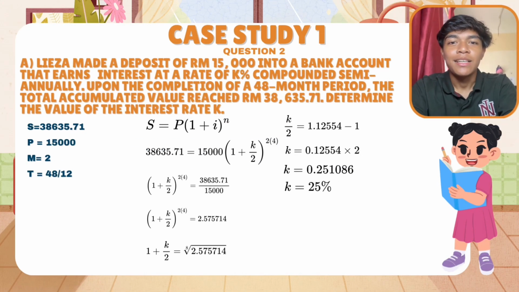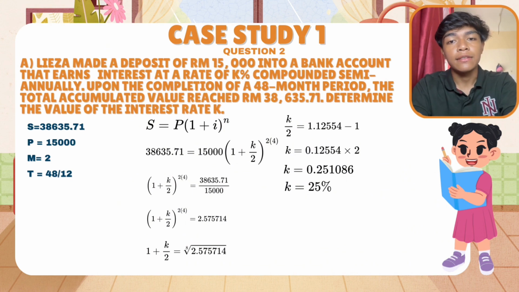Hi everyone. Today we are going to go through a financial mathematics case study involving compound interest. Let's say Liza made a deposit of RM 15,000 into a bank account. This account earns interest at a rate of k%, which we don't know, compounded semi-annually. After 48 months, the total value in her account grew to RM 38,635.71. Our goal is to determine the value of the interest rate, which is k, based on the question.